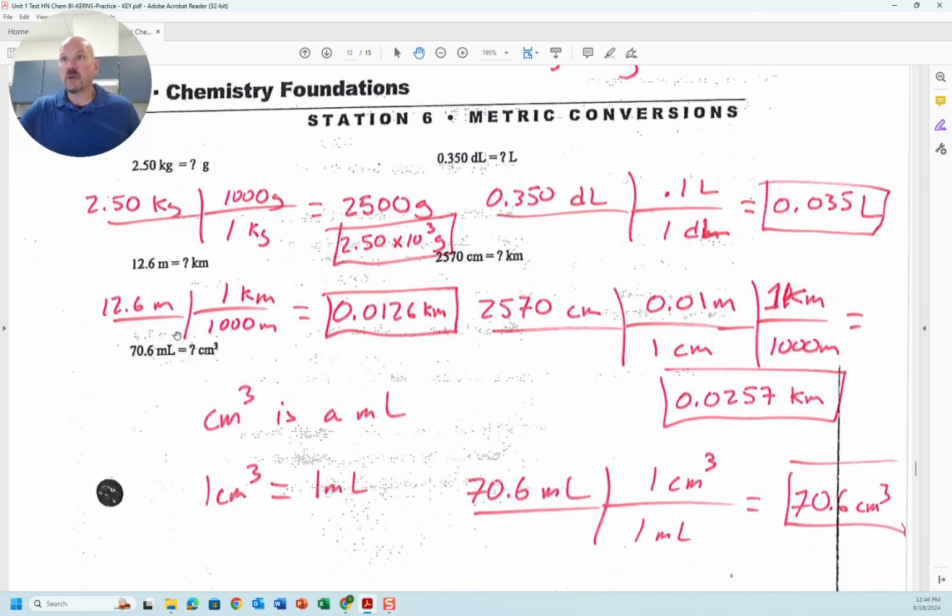All right, this one's kind of a trick question. You should memorize that a milliliter is the same exact thing as a centimeter cubed. That is what a milliliter is. It's a centimeter by a centimeter by a centimeter. So it's a little cube that's a centimeter wide, a centimeter long, and a centimeter tall. That's what a centimeter cubed is, and that is the definition of a milliliter.